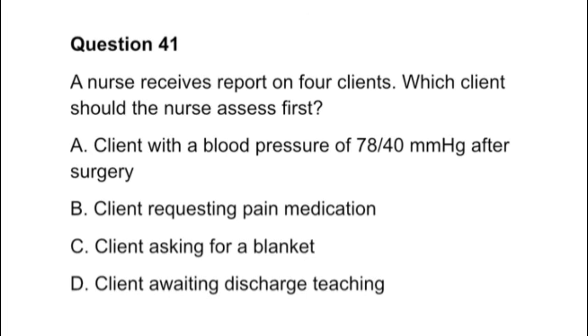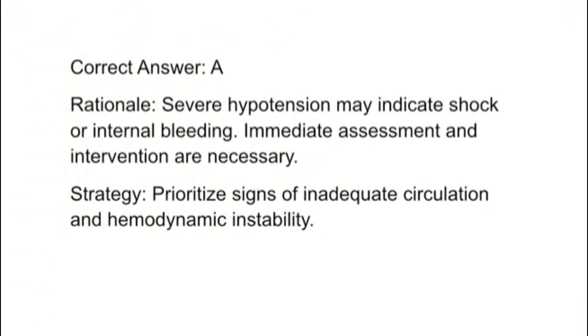Question 41. A nurse receives report on 4 clients. Which client should the nurse assess first? A. Client with a blood pressure of 78/40 mmHg after surgery. B. Client requesting pain medication. C. Client asking for a blanket. D. Client awaiting discharge teaching. Correct answer: A. Rationale: severe hypotension may indicate shock or internal bleeding. Immediate assessment and intervention are necessary. Strategy: prioritize signs of inadequate circulation and hemodynamic instability.